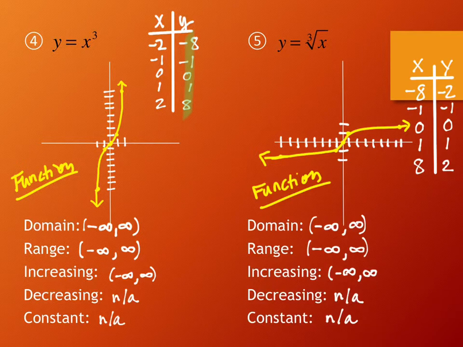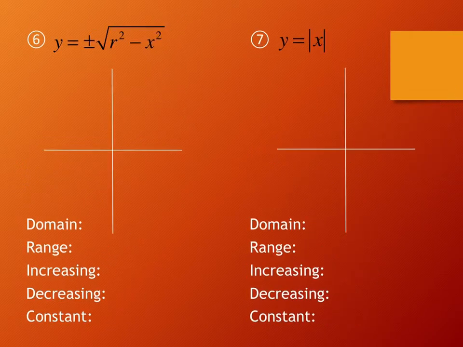Okay, two more left, 6 and 7. Number 6 actually looks kind of scary, and I don't want to go through a whole lot of detail about what the points situation is, because once I manipulate the equation just a little bit, you're going to recognize what happens. So what I'd like to do is manipulate the equation so you can see that this is a function. If I were to square both sides, I would get y squared on the left, and the plus or minus would be eliminated because I'm squaring, and I'd get r squared minus x squared.